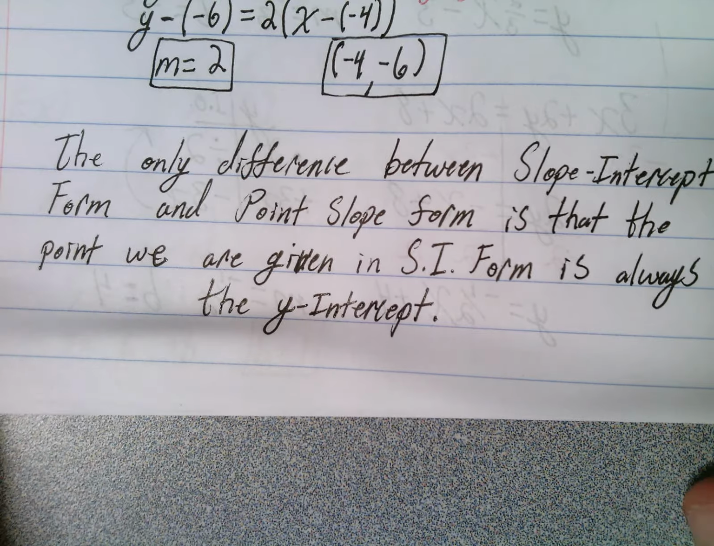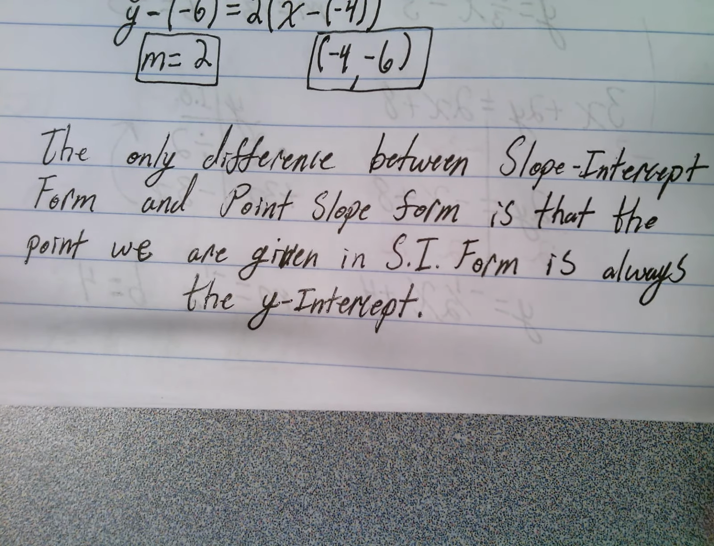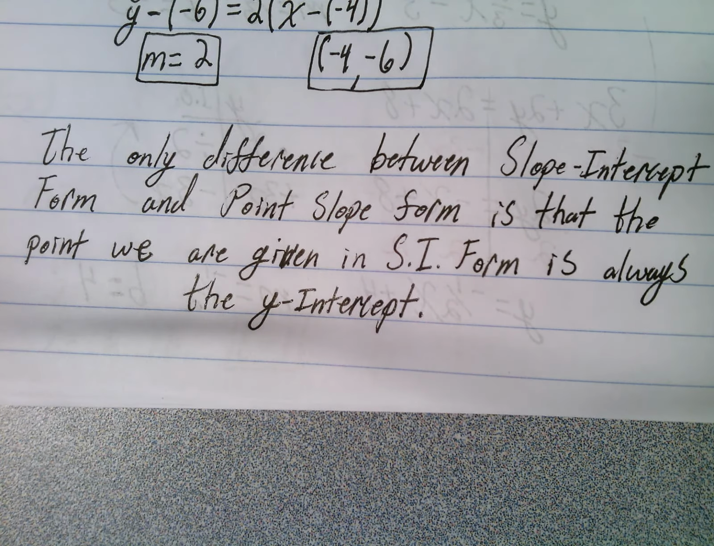Okay, I know that was more words than what we had just discussed. But the only difference between the two is that the point in slope-intercept form is the y-intercept. Otherwise, it is point-slope form. So slope-intercept is just a specific case of point-slope form.